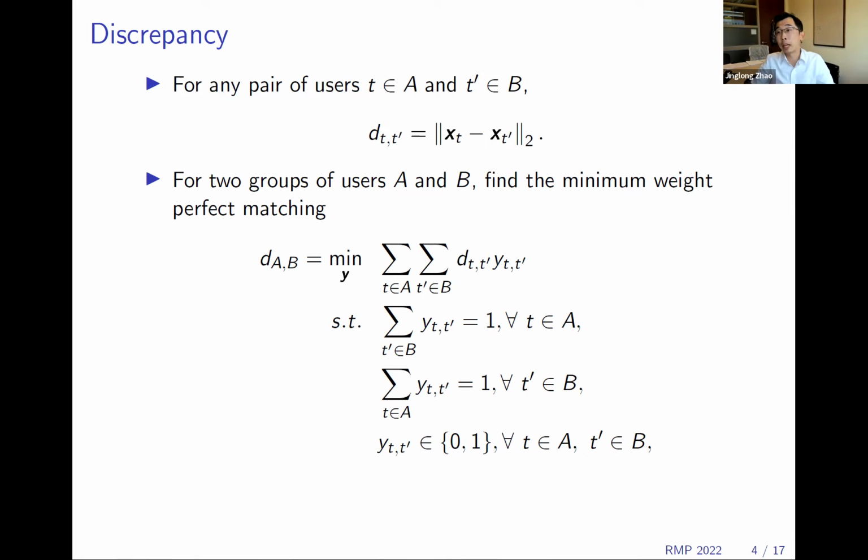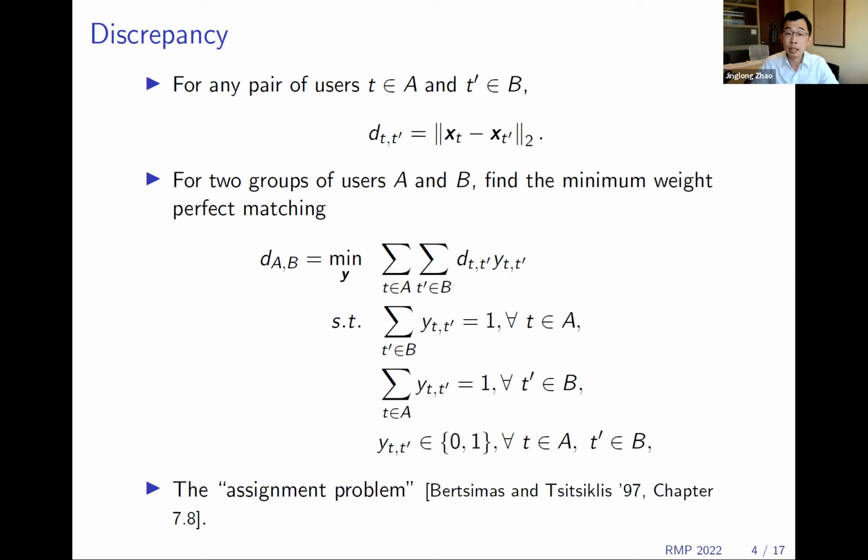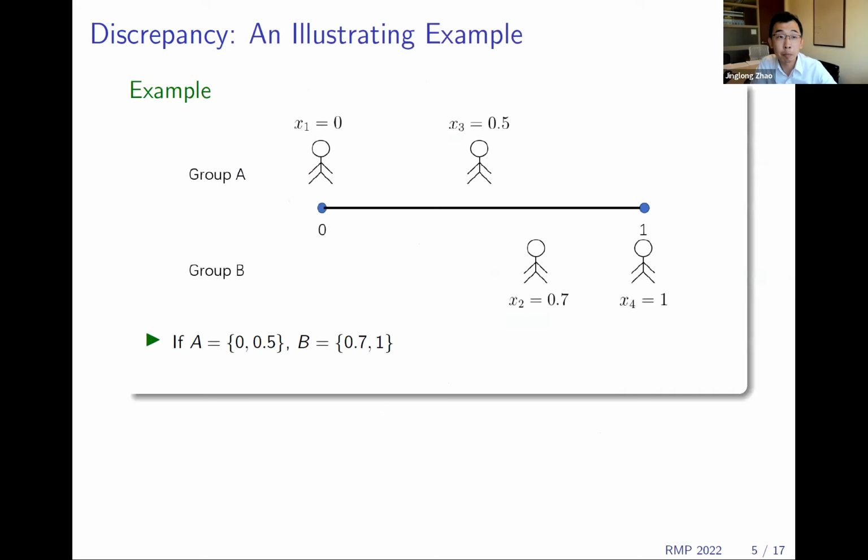And if we change some of the users between these two groups, then this comes to a different partitioning, and this will lead to a different total discrepancy. And our objective is to find a partition that minimizes the total discrepancy accumulated. If this problem is given to you, then this is an assignment problem, which is super easy to solve. But we're trying to solve this problem in an online sequential fashion.